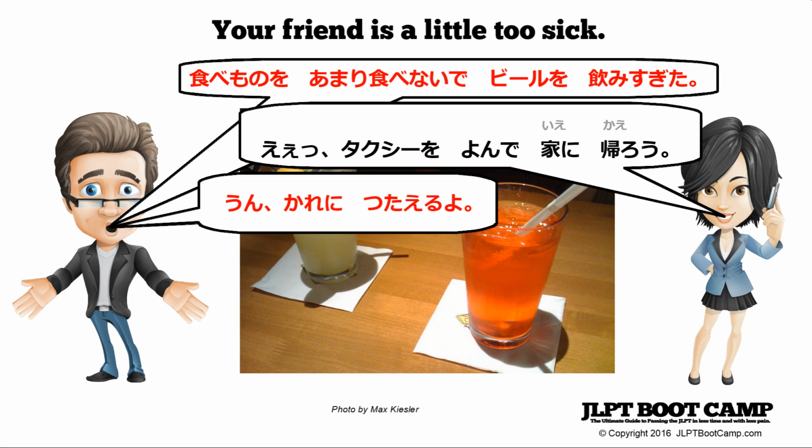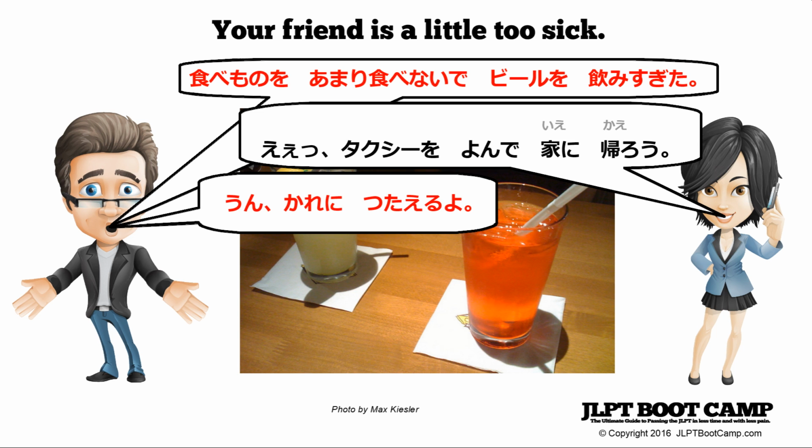And you respond, yes, kare ni, he, and then ni is the to particle, to him, and then tsutaeru is I'll tell him, I'll communicate that to him. And then yo is the assurance particle. He's assuring her that he'll go and tell him that she's calling a taxi.